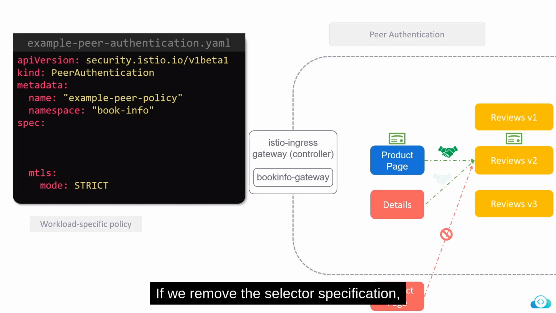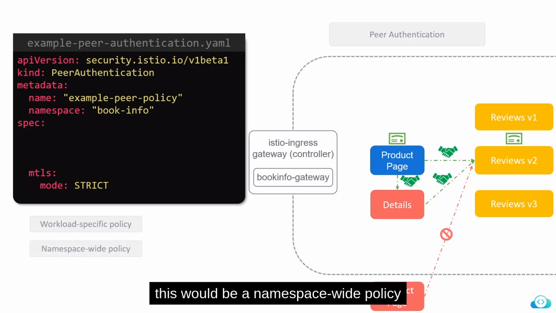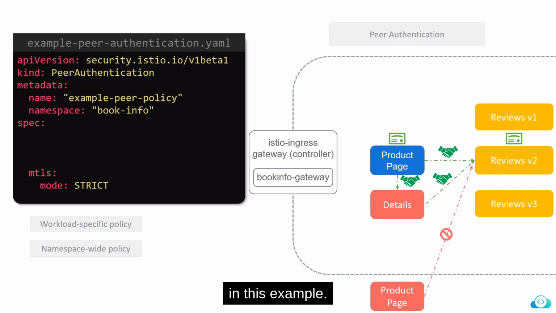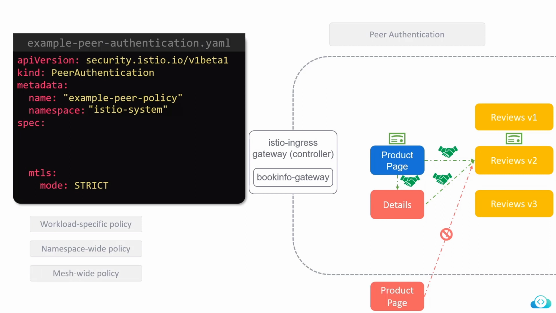If we remove the selector specification, the policy would be enabled for the entire namespace. So then, this would be a namespace-wide policy that is applied to all workloads within the bookinfo namespace in this example. And if we set the namespace to the root namespace, which happens to be istio-system, then this becomes a mesh-wide policy that is applicable to the entire mesh. Let's head over to the lab and see this in action.